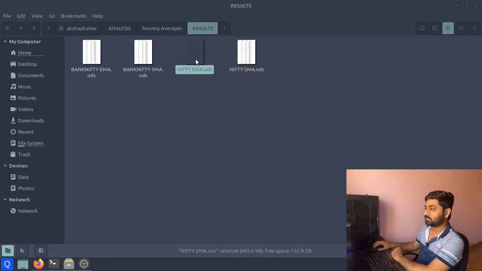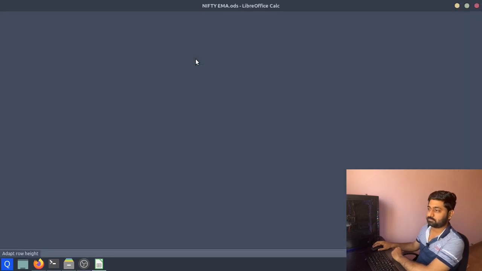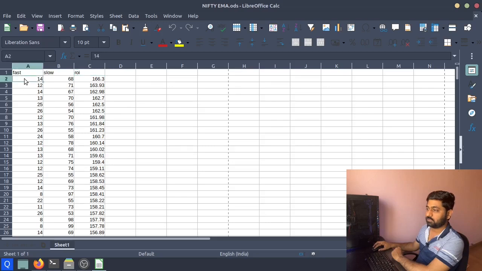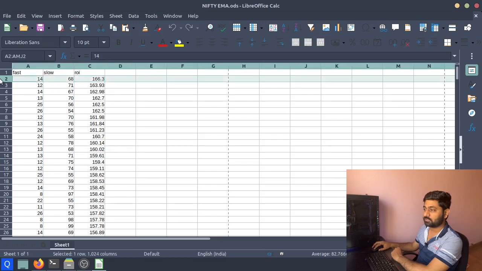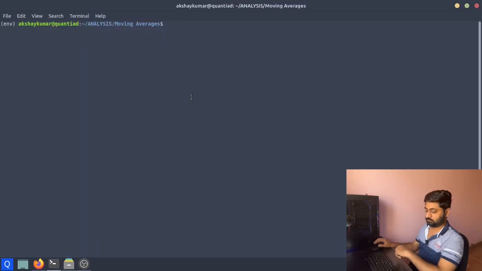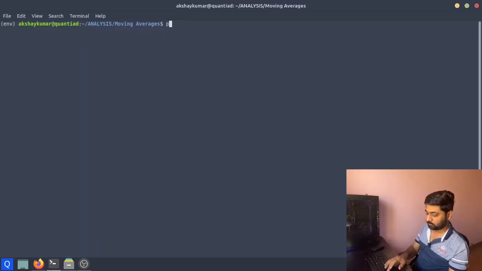What if we use an exponential moving average? So the same results, so 40, 68 and 166% ROI. So with exponential moving average for Nifty, you should use these settings. Now let's go into details of these settings.